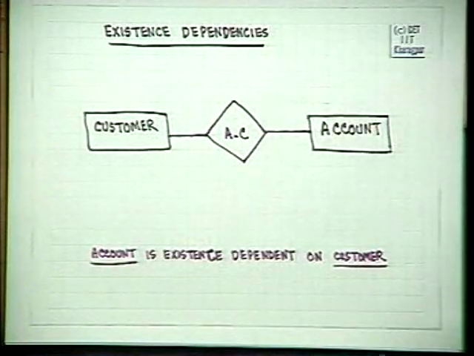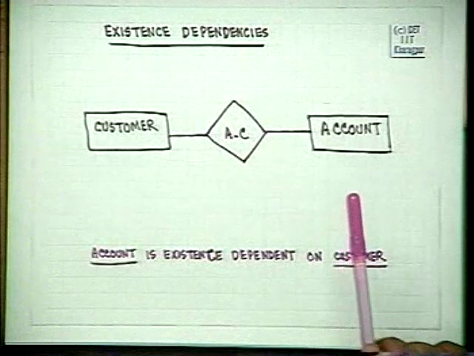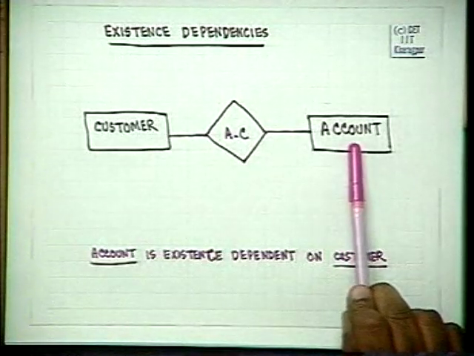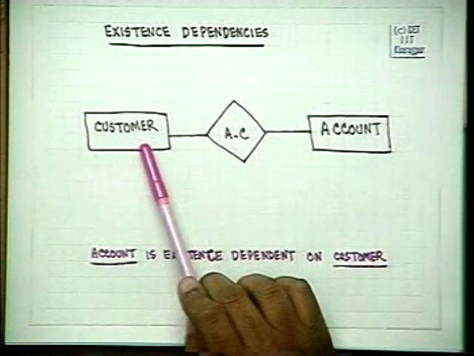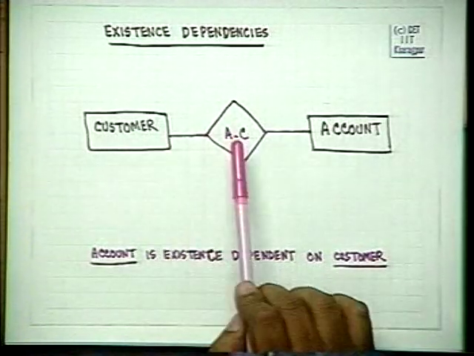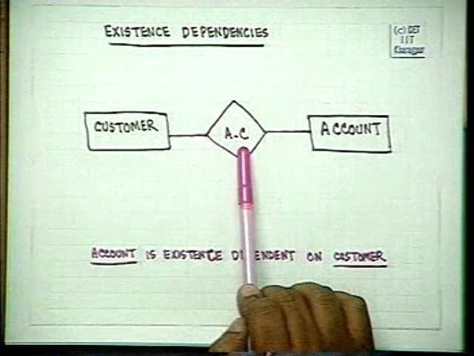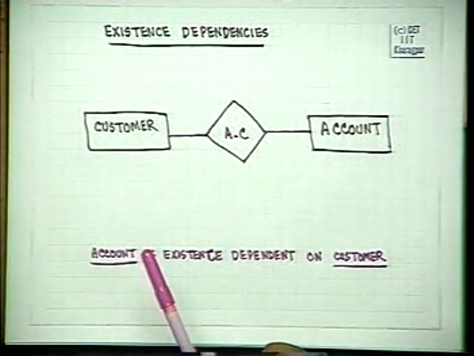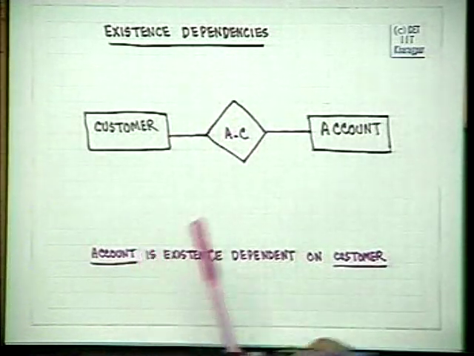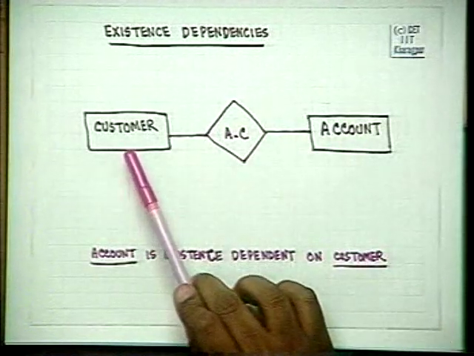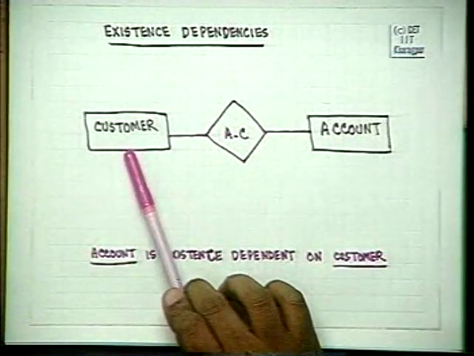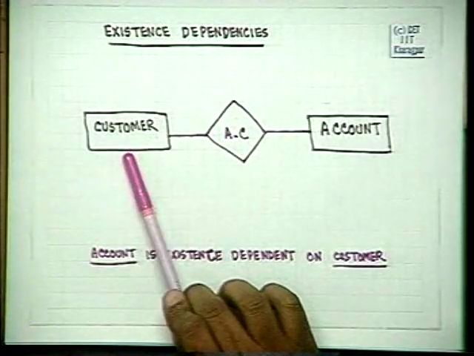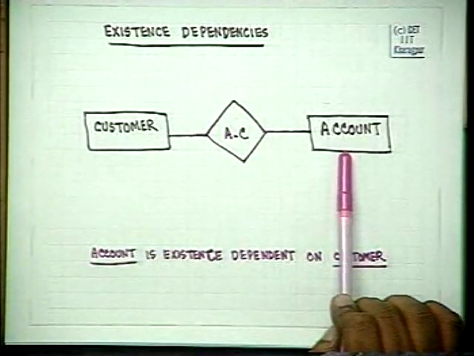That means that every element of account must have some element in customers and there must be a relationship between them. If this is existence dependent on this, then this will be called the dominant entity and this will be called the subordinate entity.